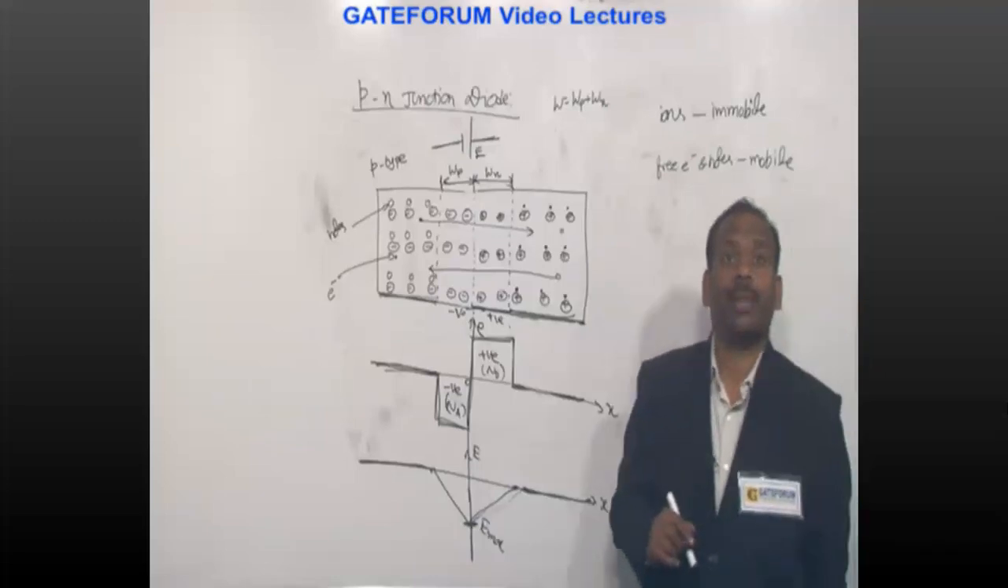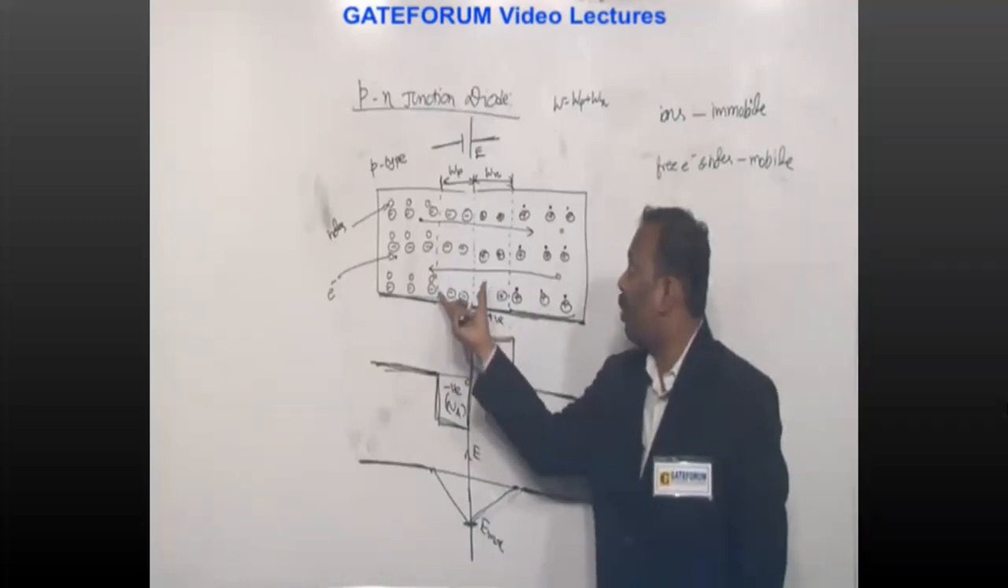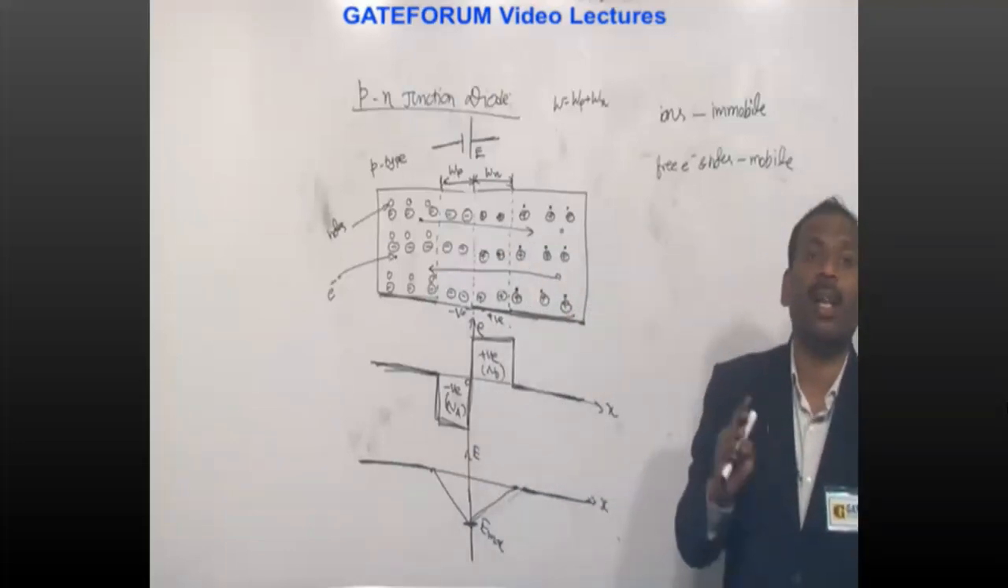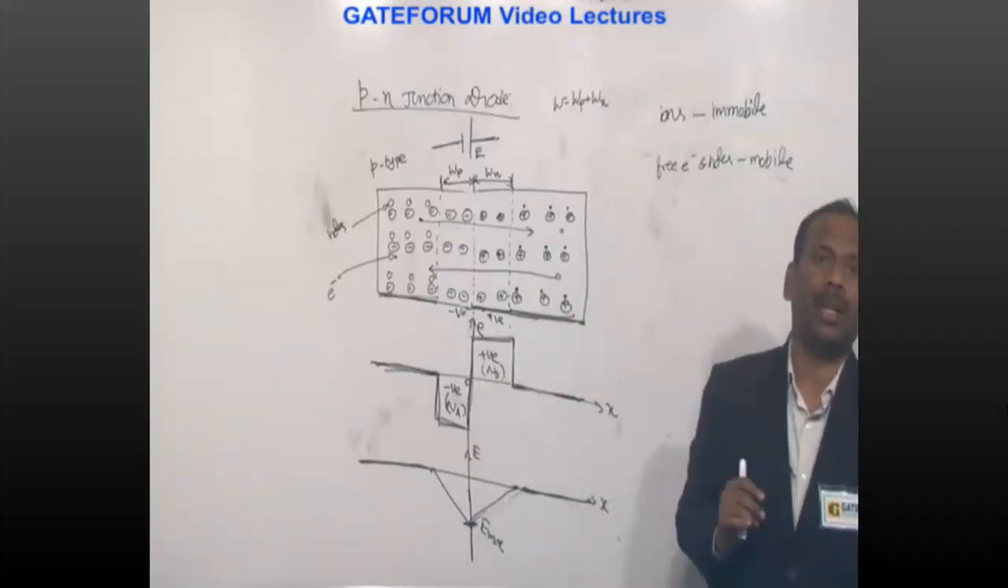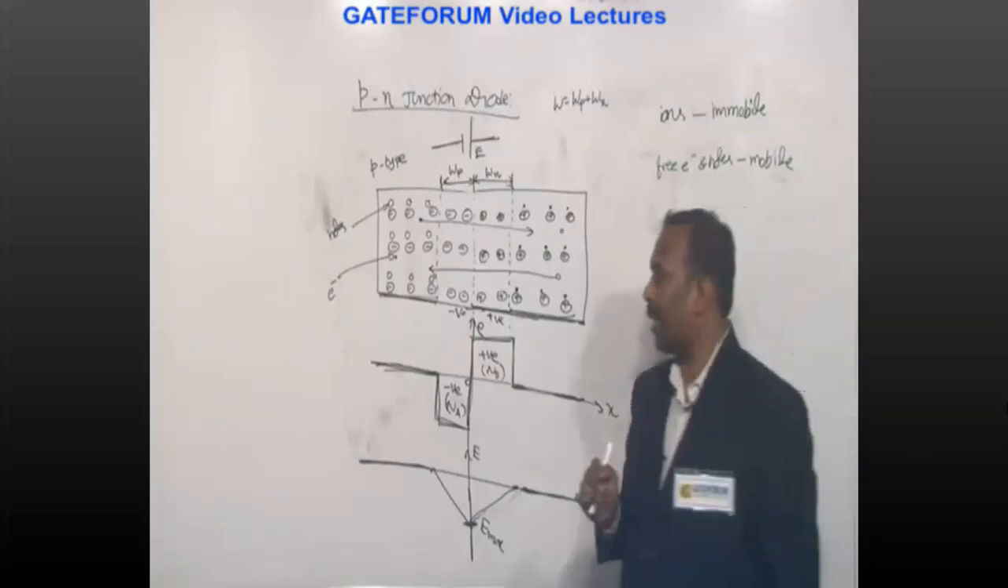Next, another GATE question. All these are asked, okay. W, in this figure, WP and WN are the same or different, or will it depend on some other parameter? Okay, that I will explain.